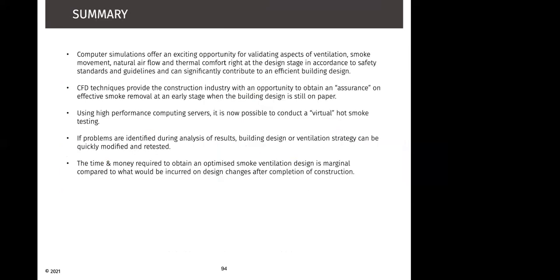So just to summarize the entire presentation, computer simulations offer an exciting opportunity for validating aspects of ventilation, smoke movement, natural airflow, and thermal comfort right at the design stage in accordance to safety standards and guidelines, and can significantly contribute to an efficient building design. It provides the construction industry with an opportunity to obtain an assurance on effective smoke removal at an early stage when the building design is still on paper.